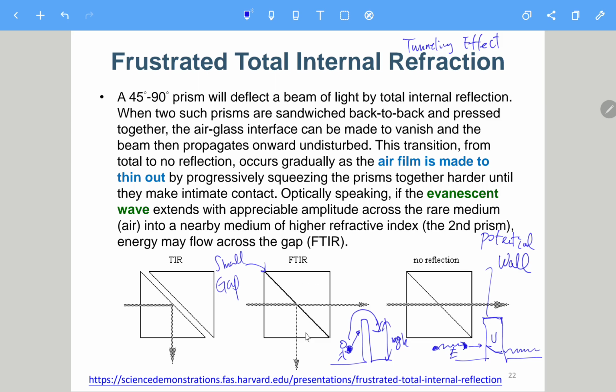And this is called the frustrated total internal reflection, because you expect it to be totally reflected, but if this gap is small enough, part of it can go through. That's why we call it frustrated.